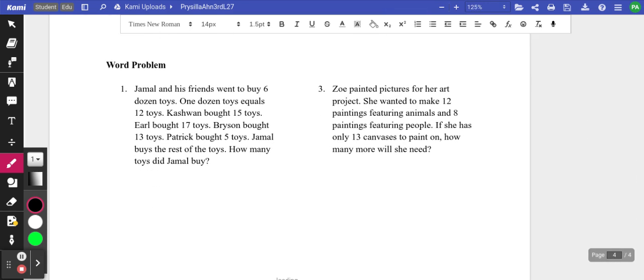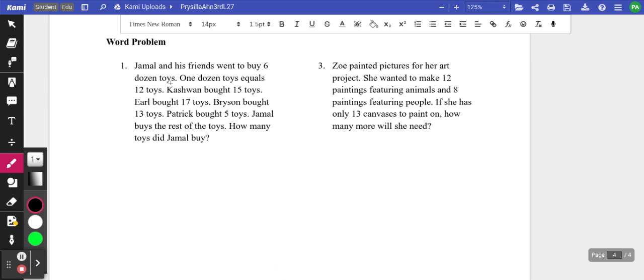We're going to be doing some more problems. So Jamal and his friends went to buy 6 dozen toys, and remember, a dozen is 12. So 1 dozen toys equals 12 toys. Kashwan bought 15 toys. Earl bought 17 toys. Bryson bought 13 toys. Patrick bought 5 toys. Jamal buys the rest of the toys. How many toys did Jamal buy?